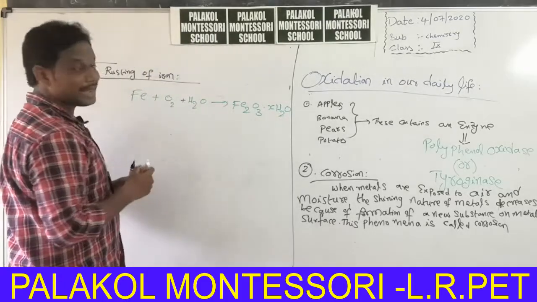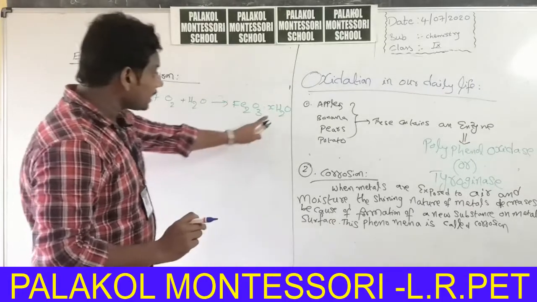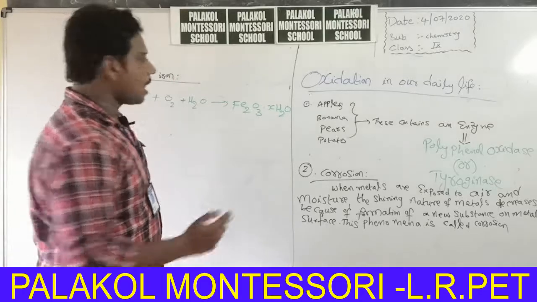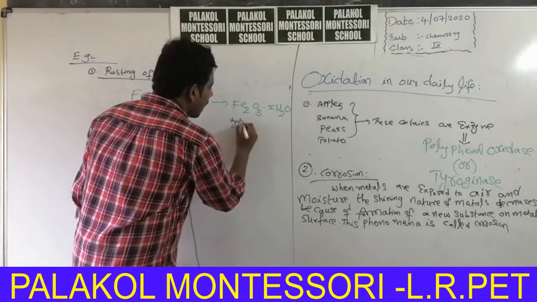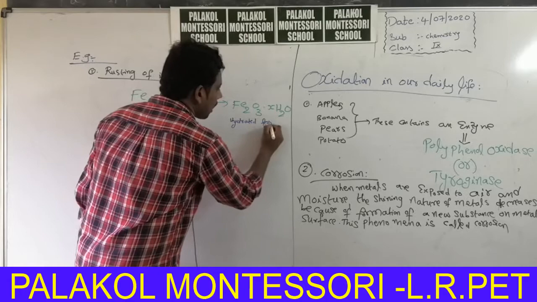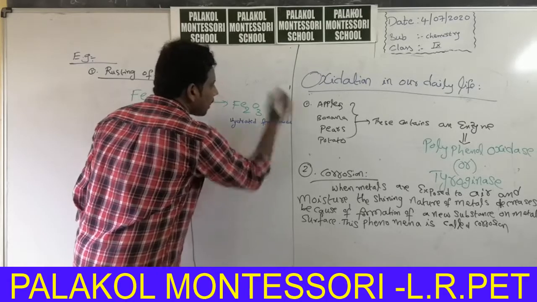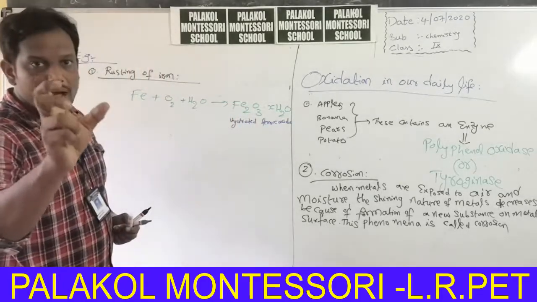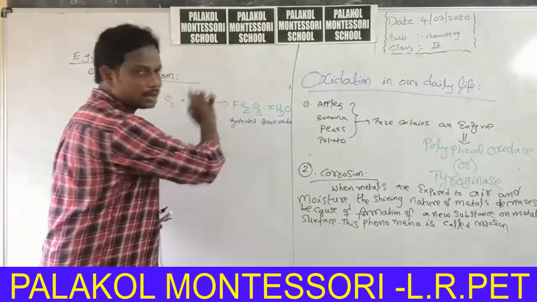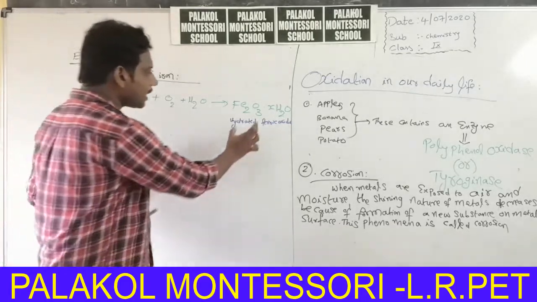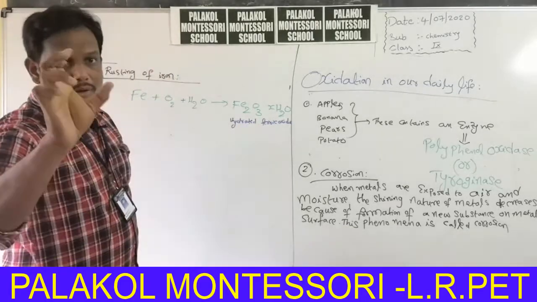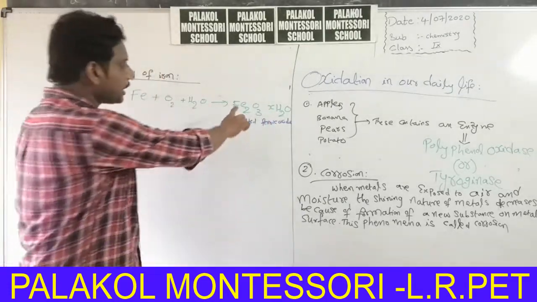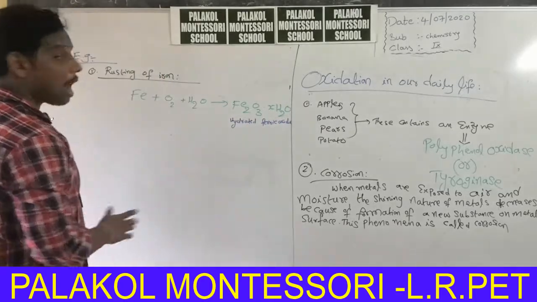Its name is ferric oxide. It has water molecules, so we call it hydrated ferric oxide. The chemical name of rust is hydrated ferric oxide. The chemical formula of rust is Fe2O3.XH2O.